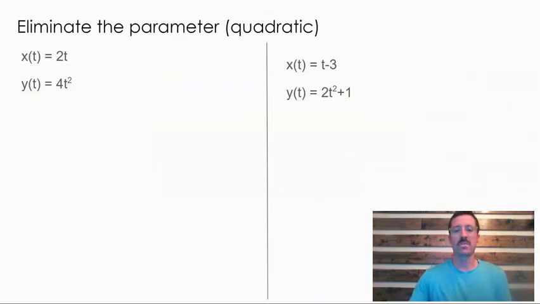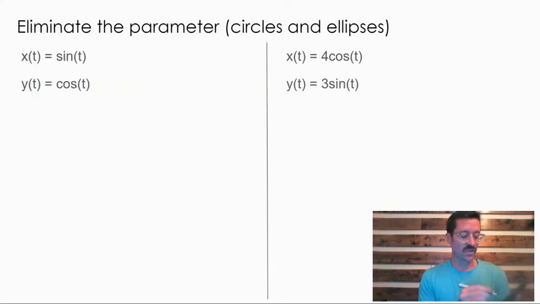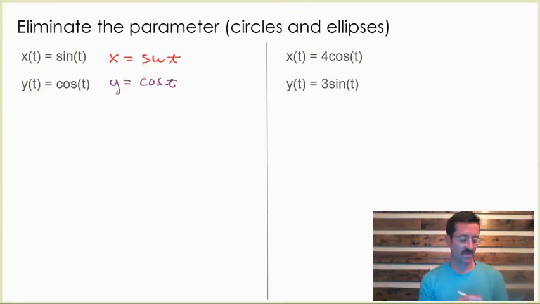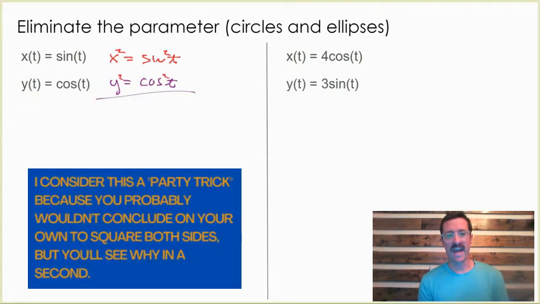Well, when you think you've got a good handle on this, you might end up seeing some problems that have some trig functions in them. These would graph to make circles and ellipses, and these are going to require a little bit of a trick in order to eliminate the parameter. So I'm going to start it the same way. Then I'm going to square both sides of my equations. And then I'm going to add straight down.